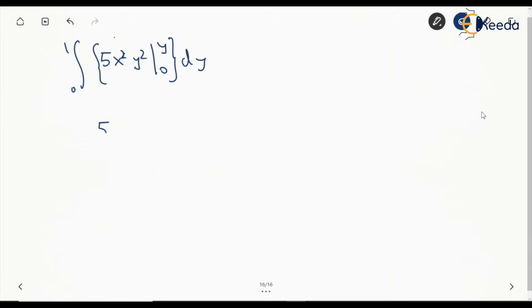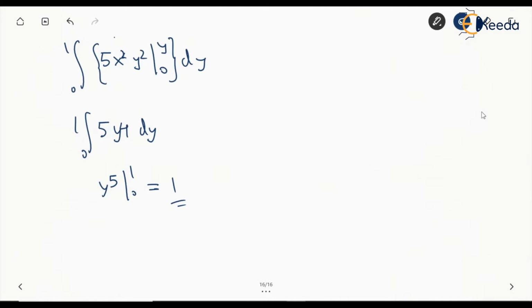So this is 5y to the power of 4, integrated in terms of y from 0 to 1. This becomes 5, this becomes y to the power of 5 with limits 0 to 1, and this will be simply 1. Right? So the cumulative distribution function over the entire region will be 1. We have seen this, and we are actually getting this also. So first part is done.